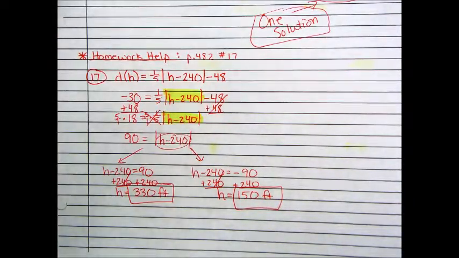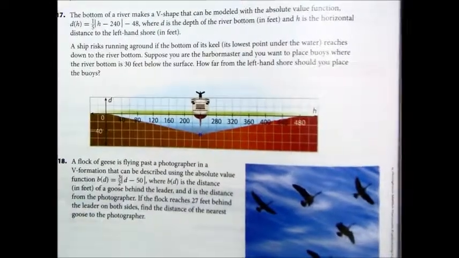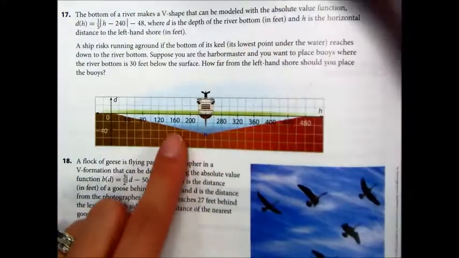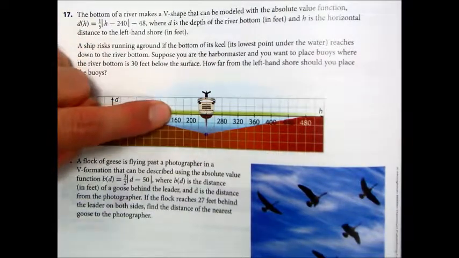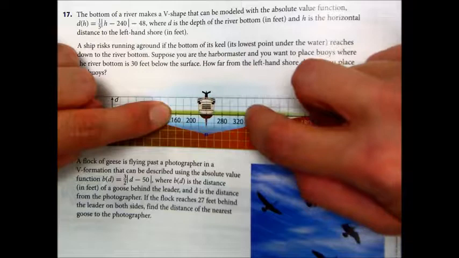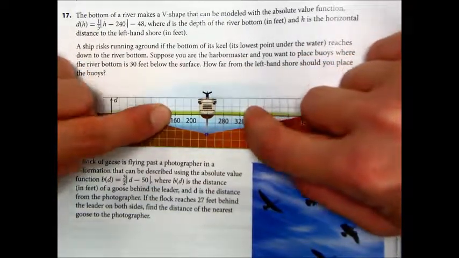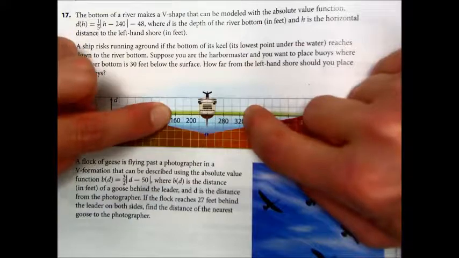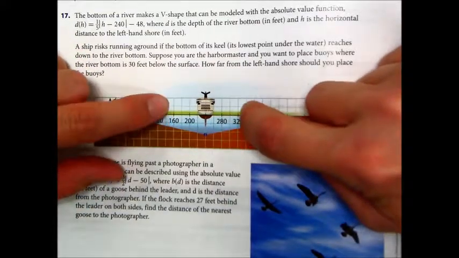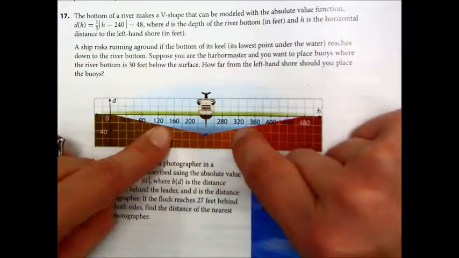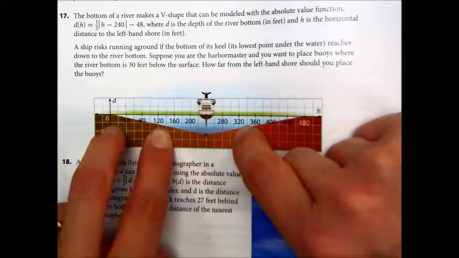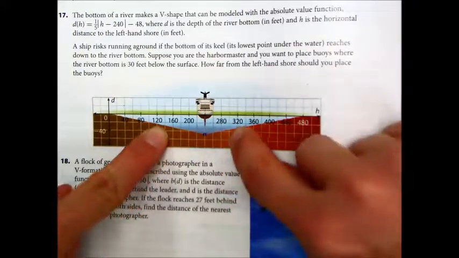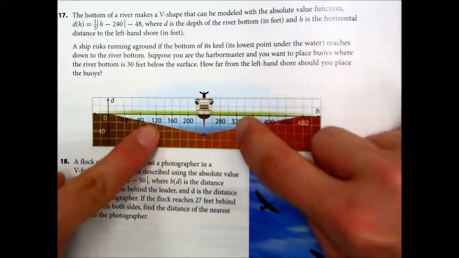So I'm going to show you the picture again so you can see what you just solved. If you look back at this picture, if that harbor master put a buoy right about here at 150, and then right about here at 330, and kept the ship in between those two spots, at those two spots the depth of the river is right about, if you look over here, see how here's negative 40, the depth of the river is about negative 30, about 30 feet deep, right there where we found our two answers.